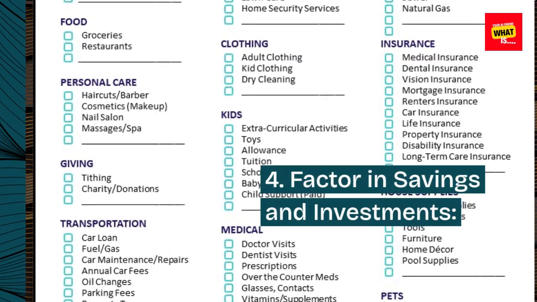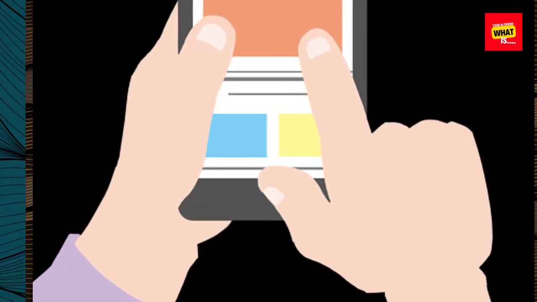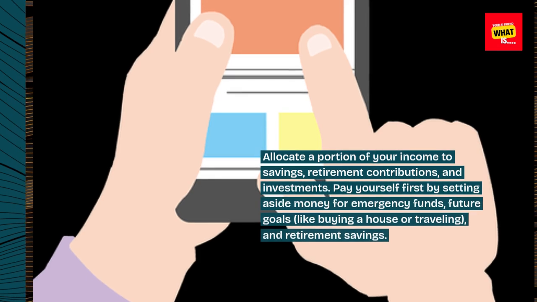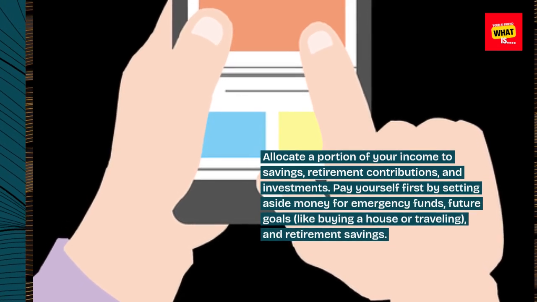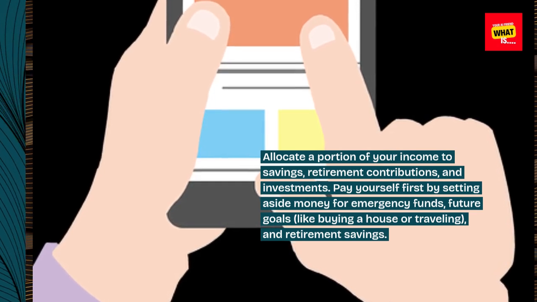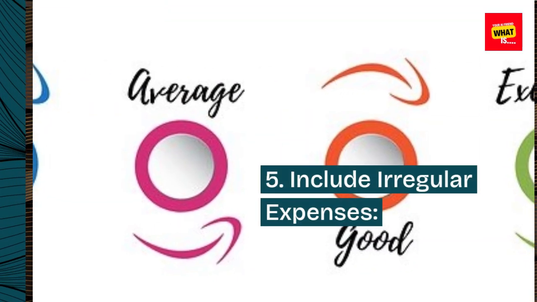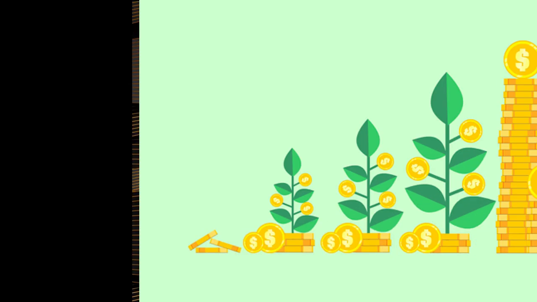4. Factor in savings and investments. Allocate a portion of your income to savings, retirement contributions, and investments. Pay yourself first by setting aside money for emergency funds, future goals, like buying a house or traveling, and retirement savings.